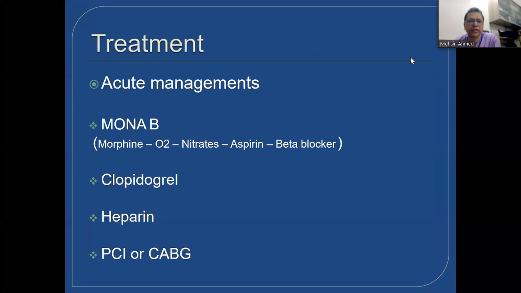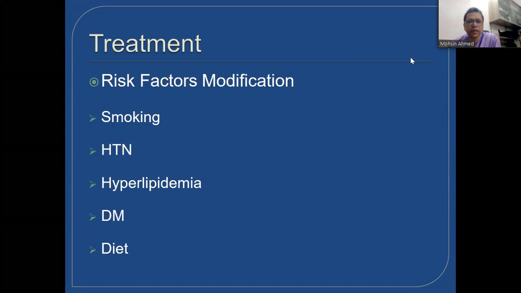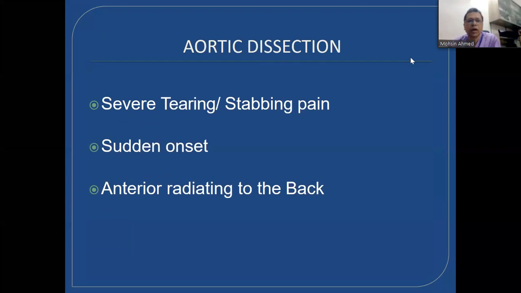Treatment recommends morphine, oxygen, nitrates, heparin, PCI, and receptor modification also. The second most important is aortic dissection, which is sometimes missed. It is not a rare form of disease. Severe tearing and stabbing pain, sudden onset, radiating into the back also.